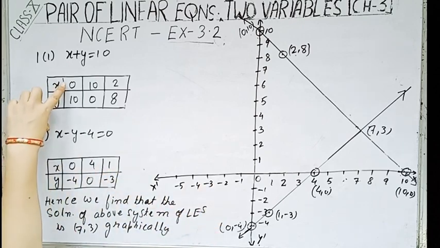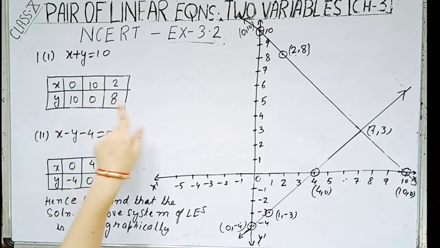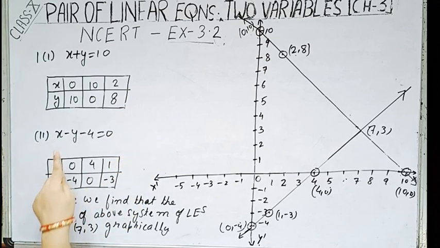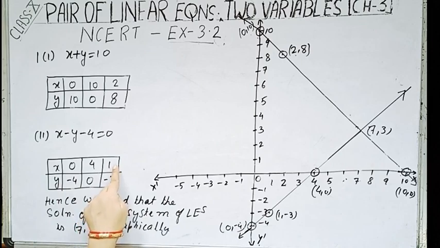I took x equal to 0, got y as 10; y as 0, got x as 10. Now one more value, x as 2, y equals 8. Similarly, for x minus y minus 4 equals 0, x equals 0 gave y equals minus 4, y equals 0 gave x equals 4. Why do I do this? So that I will get the points where the line will be cutting the x and the y axis. One more value, x equals 1, y is coming as minus 3.